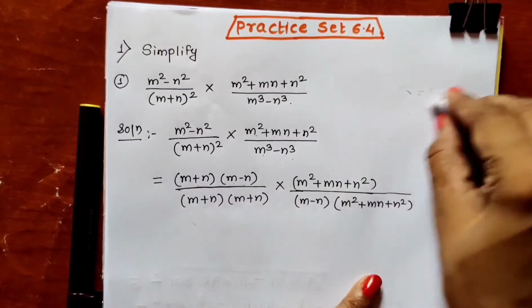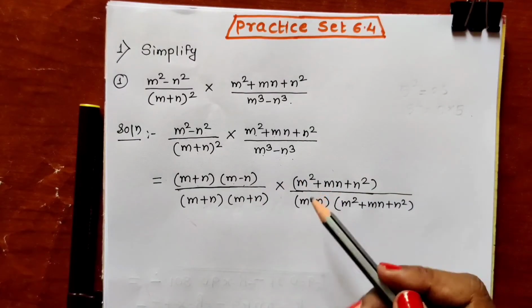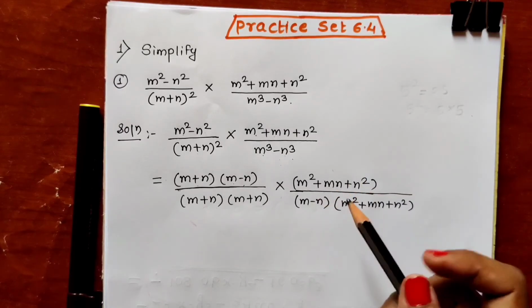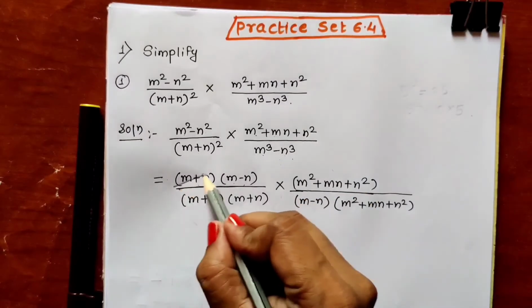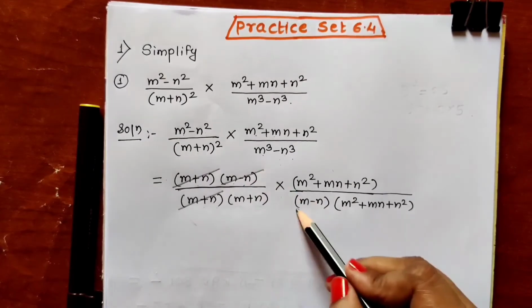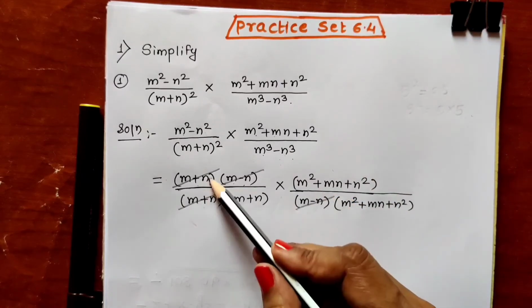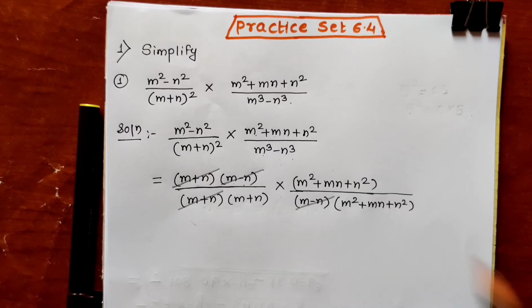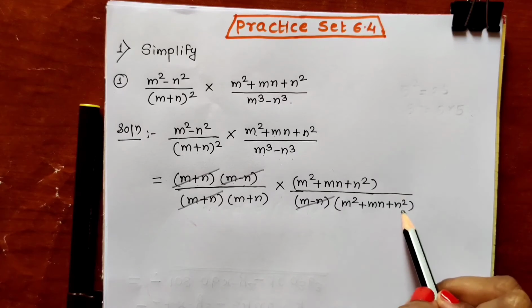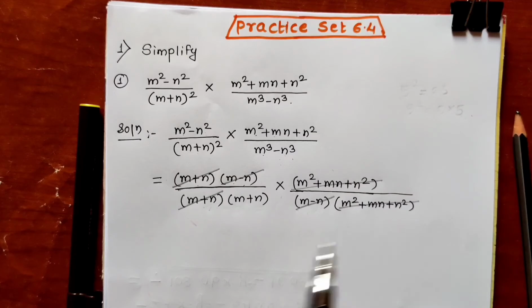Now let us see which are the same, similar brackets. As multiplication and division are there, we can cancel numerator with denominator, denominator with numerator. So cancel whichever brackets we can. Here we can see m plus n, same brackets we can cancel. m minus n, numerator and denominator, we can cancel in the same way or in a cross way also. Then here we can see m square plus mn plus n square and m square plus mn plus n square cancel. So these many brackets are cancelled.